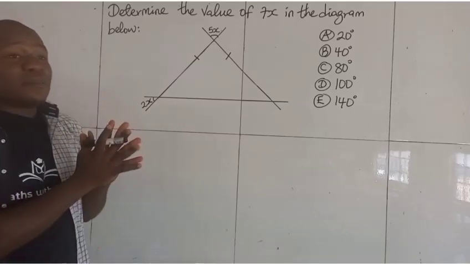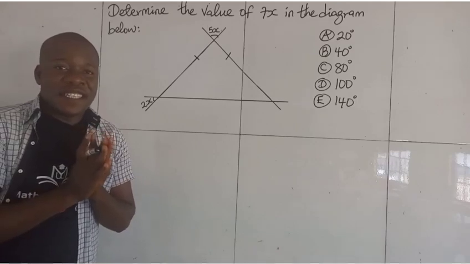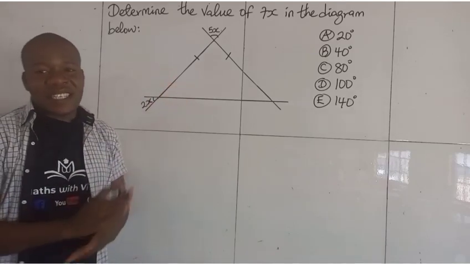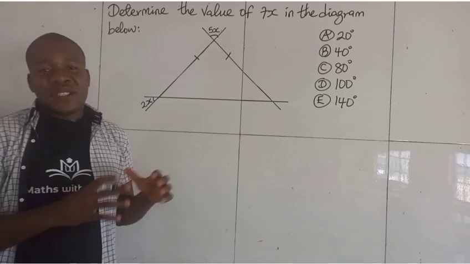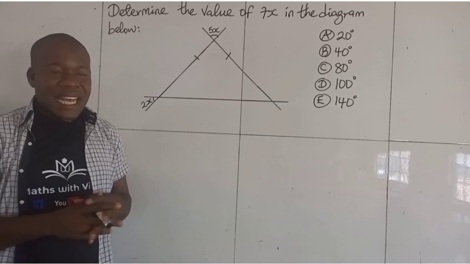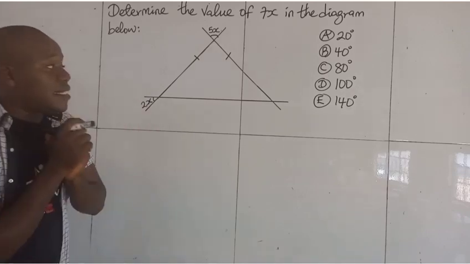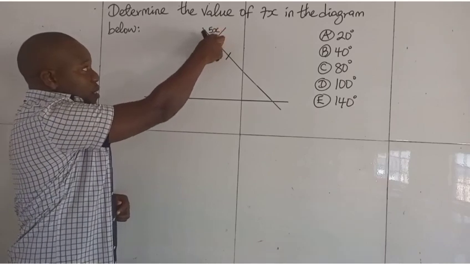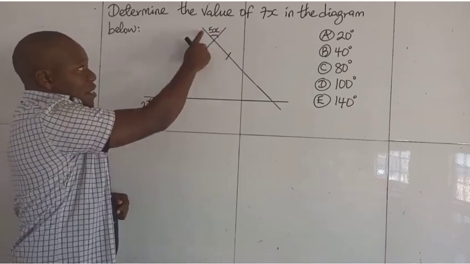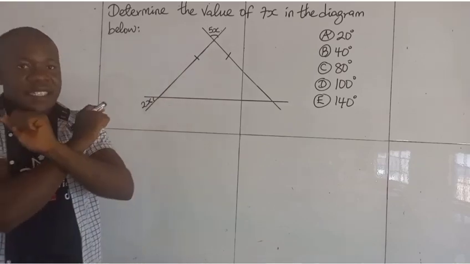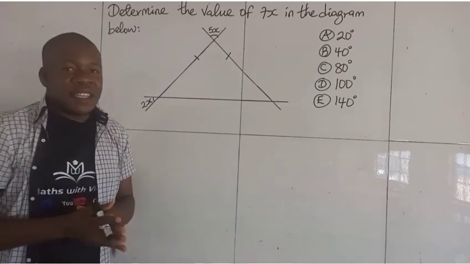So we have the question on the board: determine the value of 7x in the diagram below. The first thing we do is to study the diagram very well and find out which of the properties of angles to apply. A careful look at this diagram, you will see that we have a straight line, then another straight line, two different straight lines intersecting. What does that tell you?